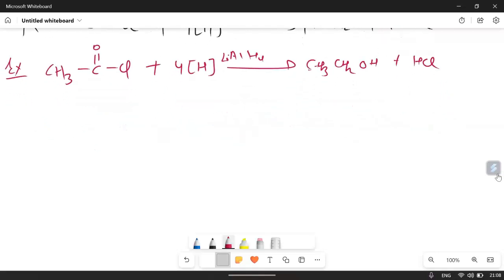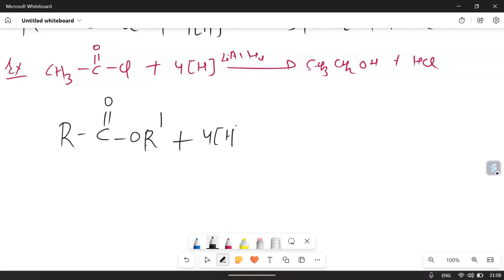It is also prepared from the ester, RCOOR', which is an ester. Again, the reducing reagent we are going to use is LiAlH4, or NaBH4 is also used. It will directly give RCH2OH plus R'OH. So there will be two types of alcohol.